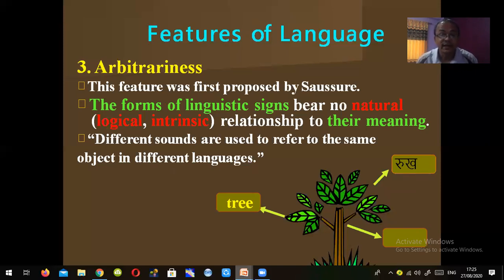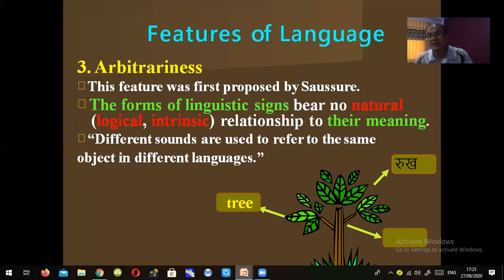Next feature of language is arbitrariness. It means the word tree and the thing tree, the particular thing, that tree has no connection. Dog and kukur, dog and kutta have no one-to-one connection. It is convention. So it is arbitrary.